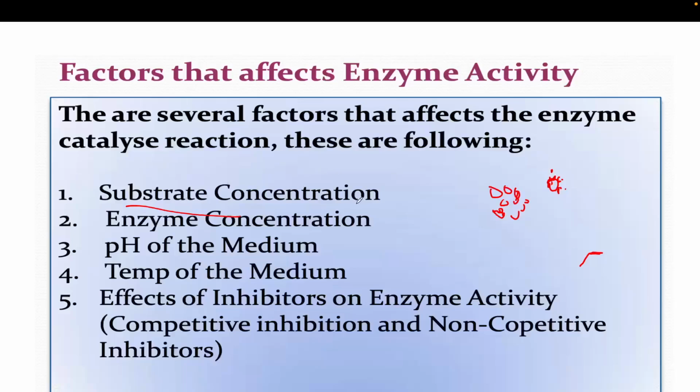First one is the substrate concentration. When you increase the substrate concentration while keeping the enzyme concentration constant, the enzymatic activity will increase for a certain period of time. After that, when all the enzyme active sites are bound with the substrate, it gets saturated and forms a plateau kind of graph. Likewise, in the case of enzyme concentration, when you keep the substrate concentration constant and increase the enzyme concentration, the enzymatic activity will increase for a certain period of time and then flatten.